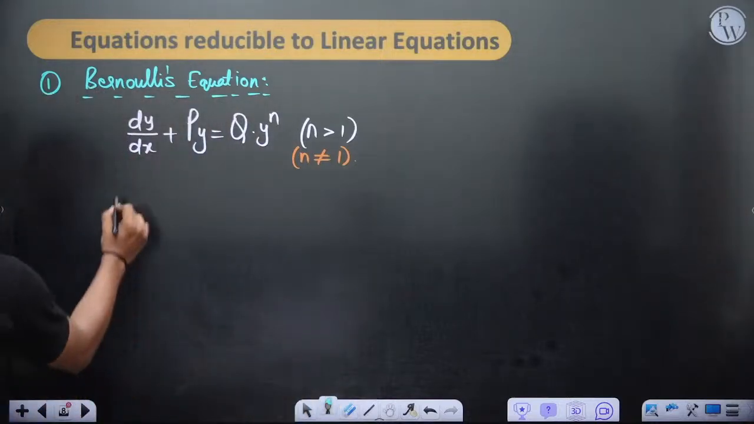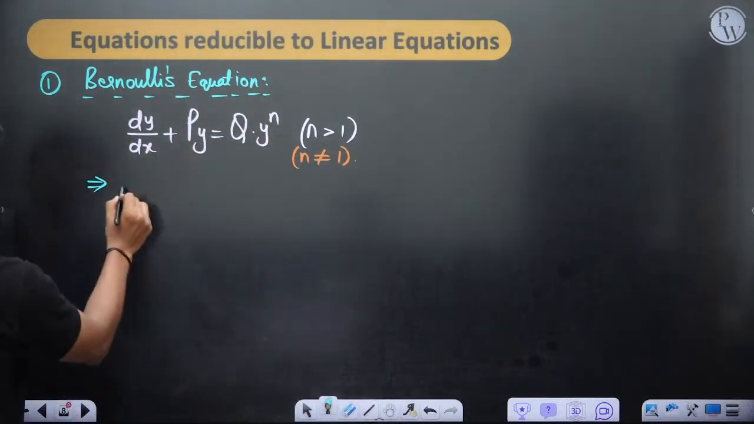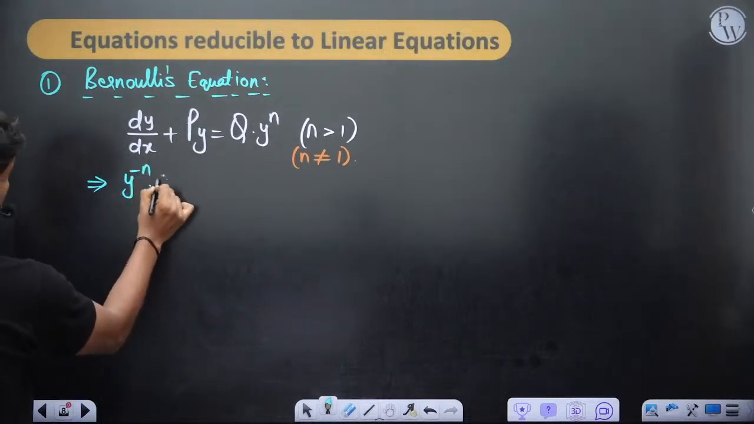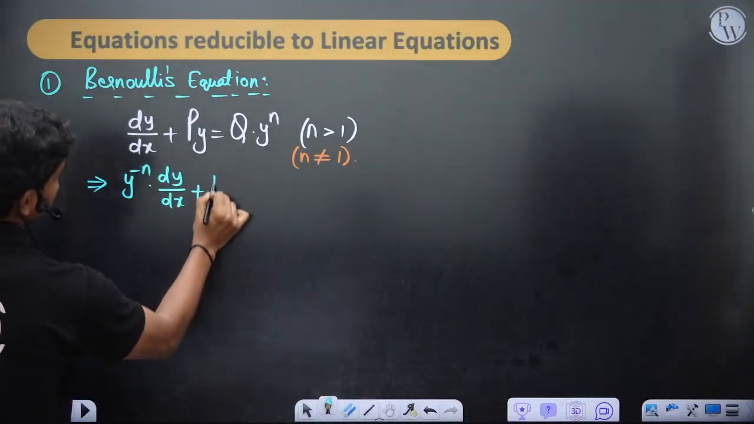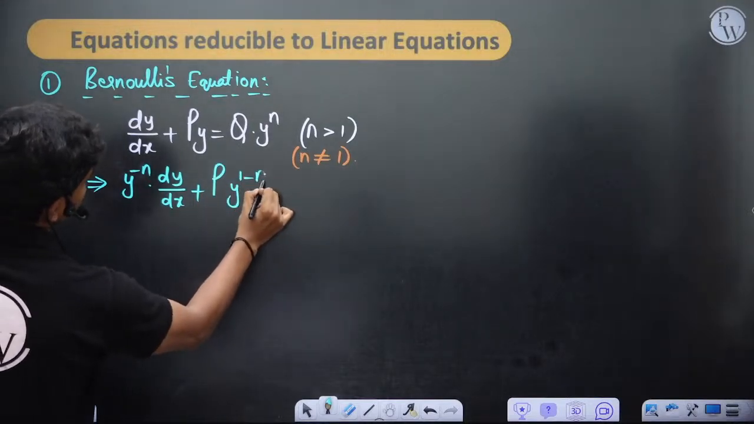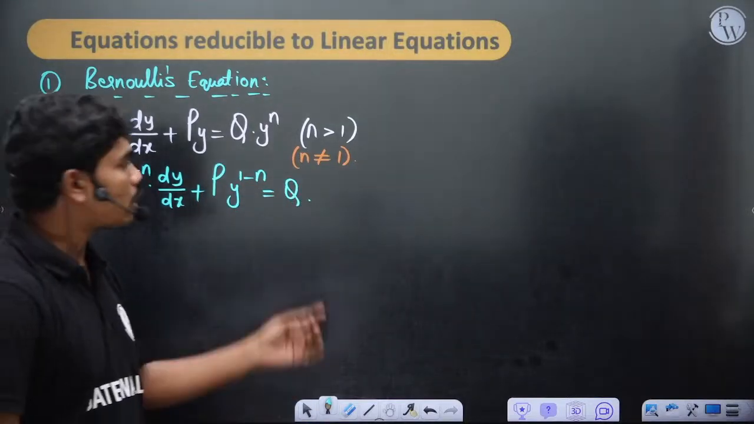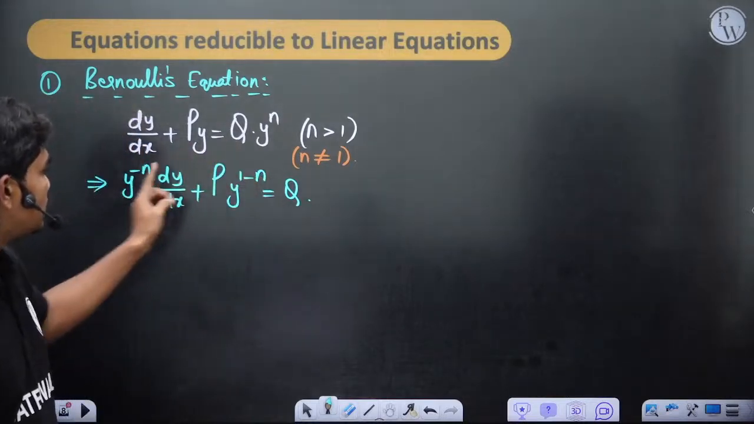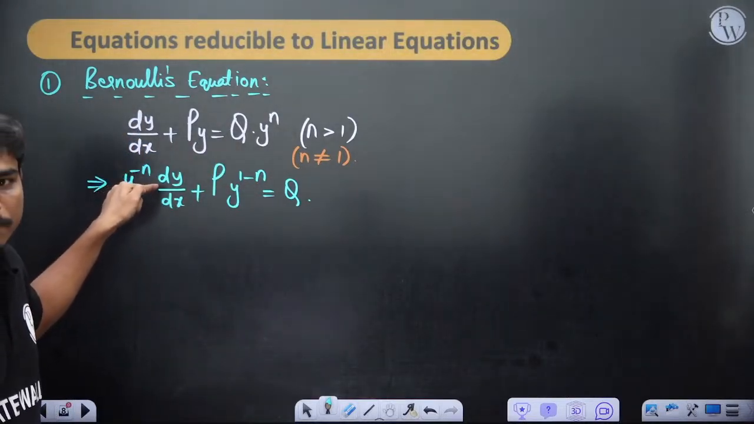Let's check it out. If you divide with y power n on both sides of the equation, you have y power minus n dy by dx plus p into y power 1 minus n is equal to q. So that's the equation you have. Because if you divide with y power n on both sides, there comes 1 by y power n, which gives you y power minus n here.